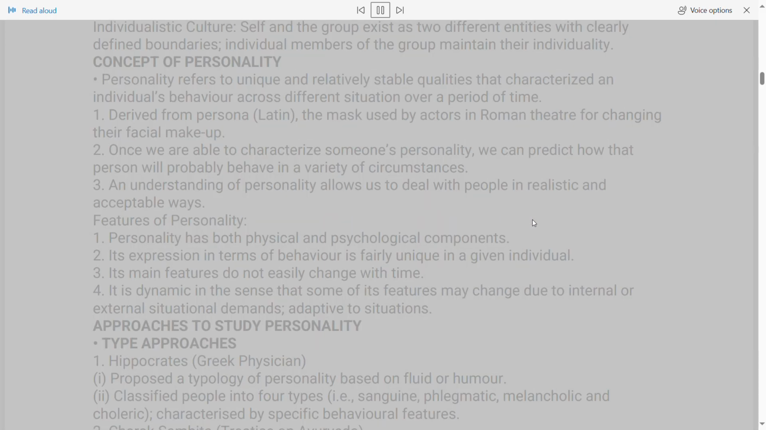In an individualistic culture, the self and the group exist as two different entities with clearly defined boundaries. Individual members of the group maintain their individuality. Concept of personality: personality refers to unique and relatively stable qualities that characterize an individual's behavior across different situations over a period of time.